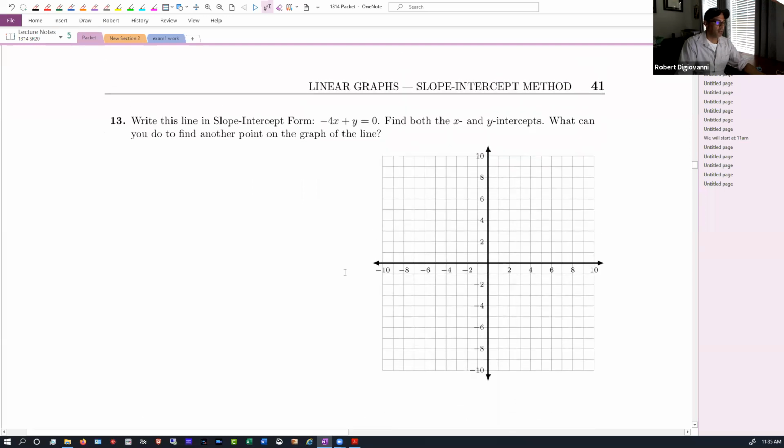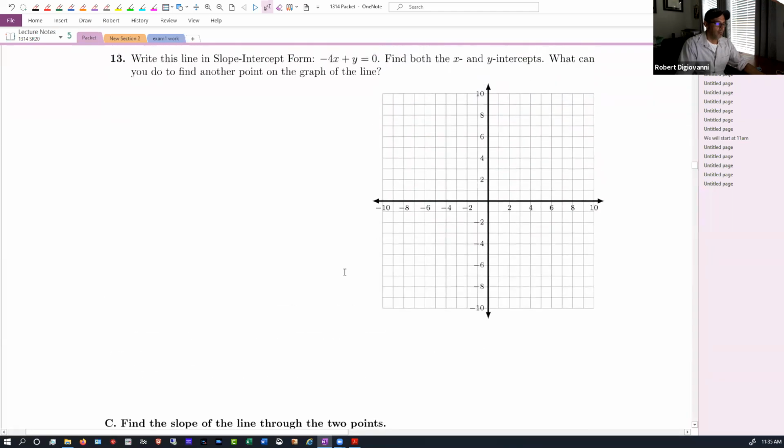Okay, take a look at this question. You know what, hold on. Yeah, okay, let's do this one, number 13. Write this line in slope-intercept form. To do that, all I need to do is get y by itself. So I'm just going to add 4x to both sides. And it goes away, so I just get y equals 4x.